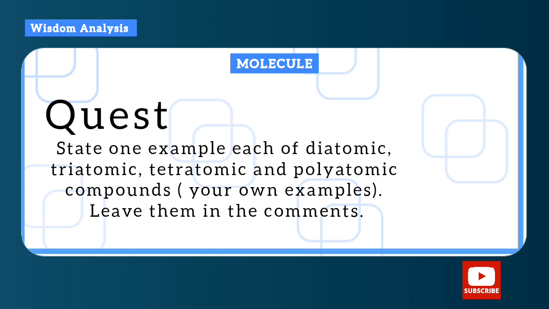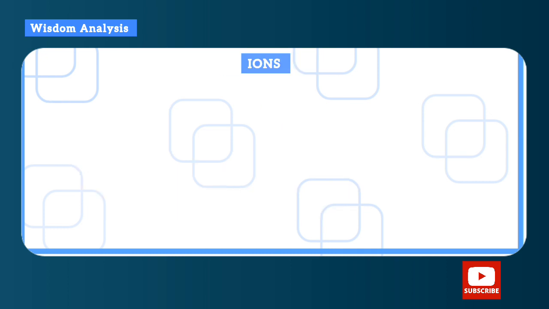Okay, so your quest: state one example each of diatomic, triatomic, tetraatomic and polyatomic compounds. Your own examples. Please leave them in the comment section.